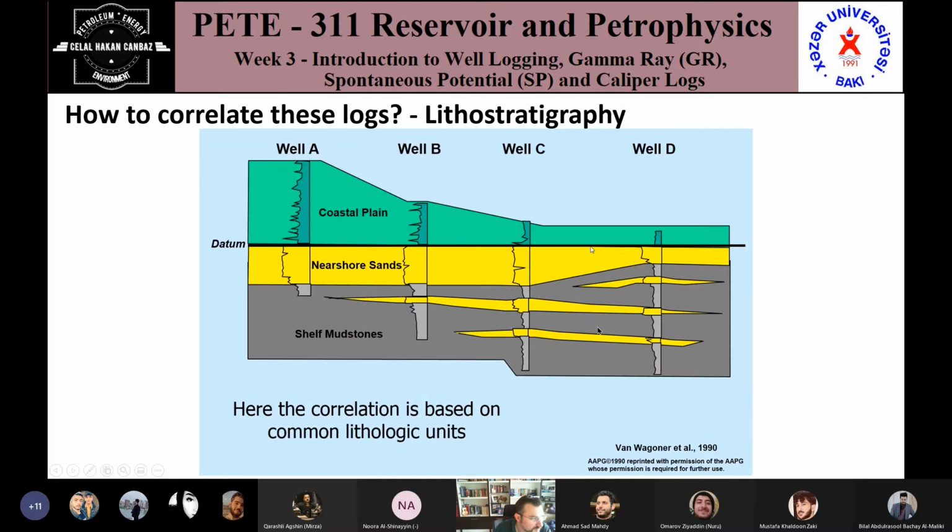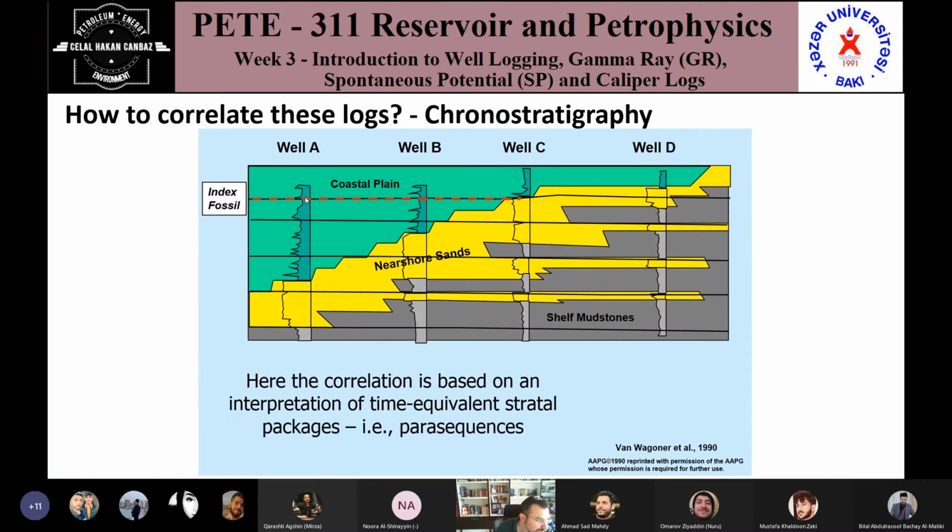Okay, see, this is lithological. This is chronological, according to the times. Times means here is Jurassic, Triassic, Cretaceous. You know, this type of timing, according to the geological times. So these two are used in the correlation of the logs.